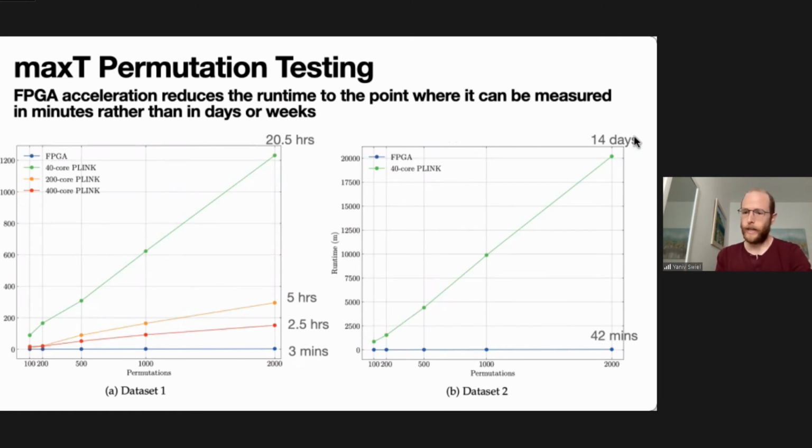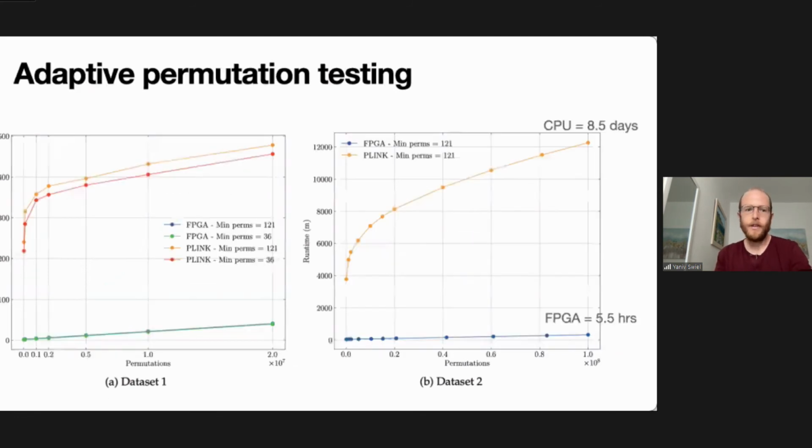Plink took 2 weeks to perform 2,000 permutations of dataset 2, while the FPGA-based algorithm took about 42 minutes. For dataset 1, Plink needed almost a day to complete 2,000 permutations, while the FPGA-based algorithm was done before I could finish making a cup of coffee.